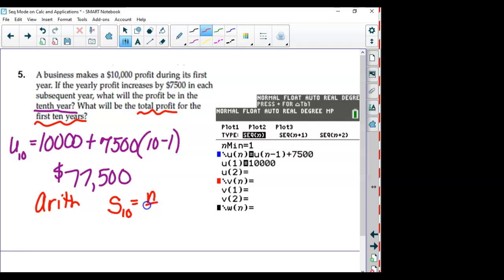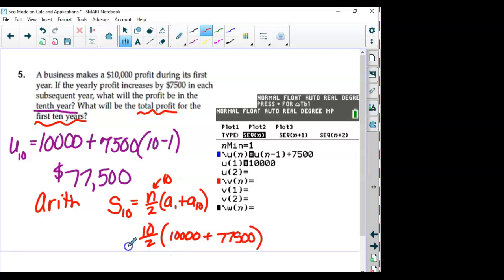Number of terms divided by 2 times the sum of the first term and the last term. Does that look familiar? Where n is going to be 10. So we would have 10 over 2 times 10,000 was the first term plus 77,500 was the last term. Now if I type that into my calculator with the right number of zeros, I got $437,500.